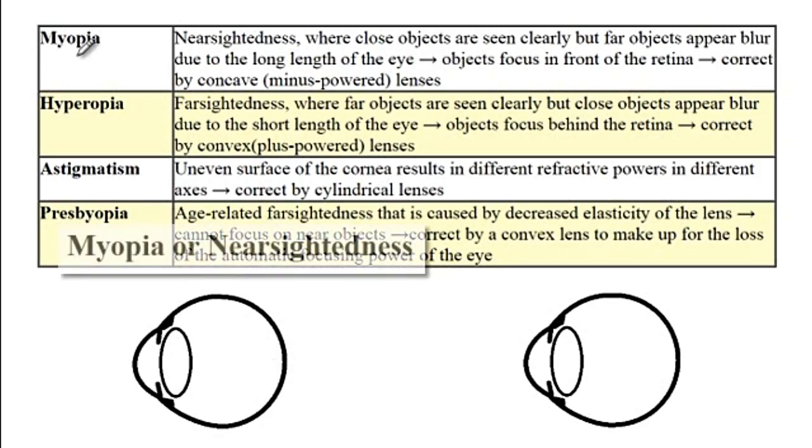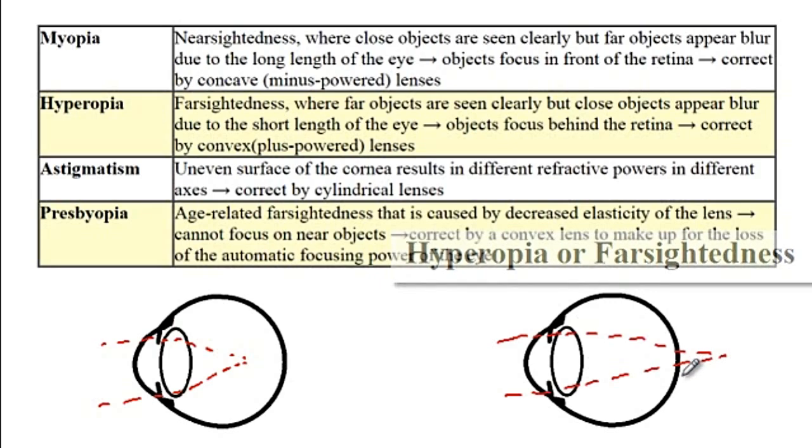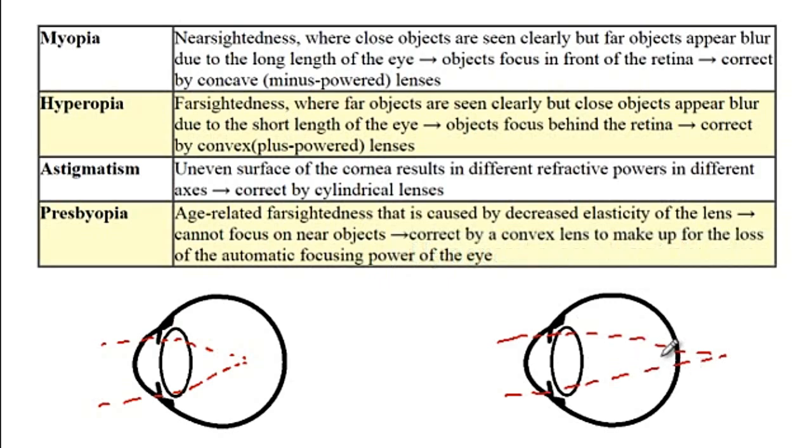In patients with myopia, the length of the eye is too large, as a consequence of which the light will focus at the center of the eye in front of the retina, and so therefore these patients will have blurry vision. In patients with hyperopia, on the other hand, the length of the eye is too small, as a consequence of which the light will focus at the back of the retina, and again these patients will have blurry vision. So this is an example of hyperopia, and the first one was an example of myopia.